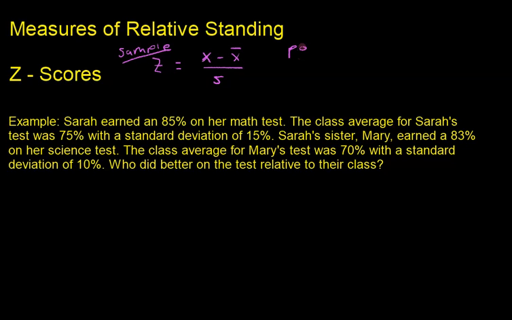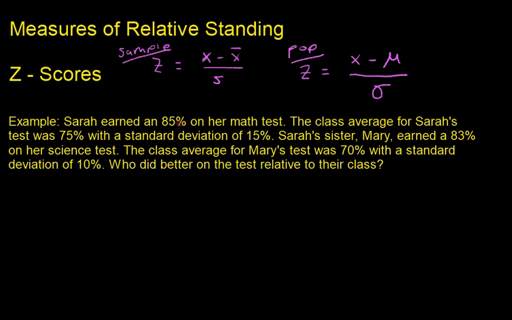For a population, it's the same equation, just replace the sample mean with the population mean, mu, and the sample standard deviation with the population standard deviation, sigma. So you can calculate z-scores for populations or for samples. Let's read through this question and get a little more familiar with using z-scores.